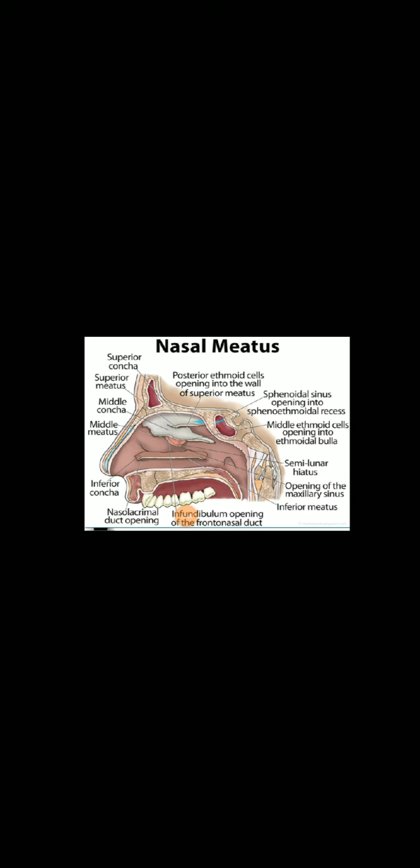As you can see in the diagram, there are the superior conchas, middle conchas, and inferior conchas. When these conchas are removed, the different meatuses are shown. The first one is the posterior ethmoid cell opening into the wall of the superior meatus. Another is the sphenoid sinus opening into the sphenoethmoidal recess. Another is the middle ethmoid cell opening into the ethmoidal bulla, and the semilunar hiatus, the opening of the maxillary sinus. Then the inferior meatus, the infundibulum, the opening of the frontonasal duct, the nasolacrimal duct opening, and the inferior concha. This is all about the anatomy of the nose.